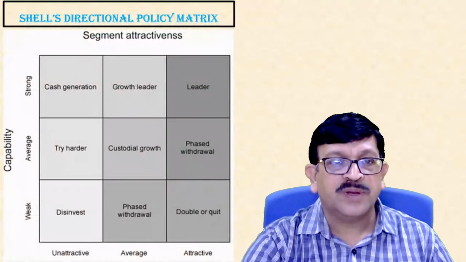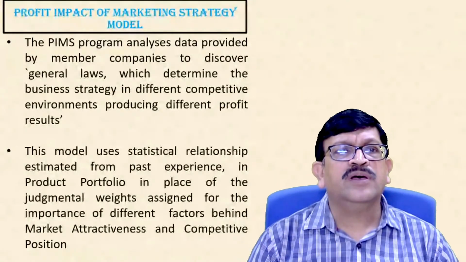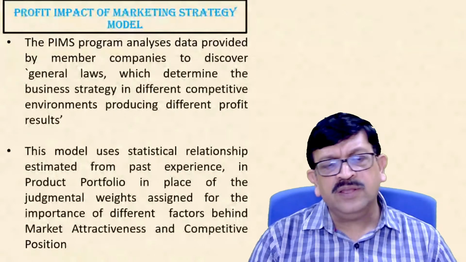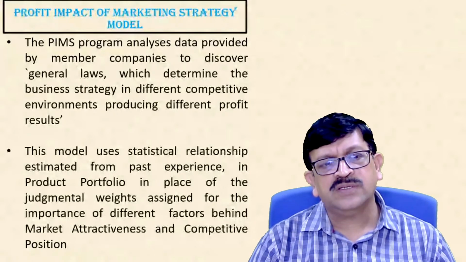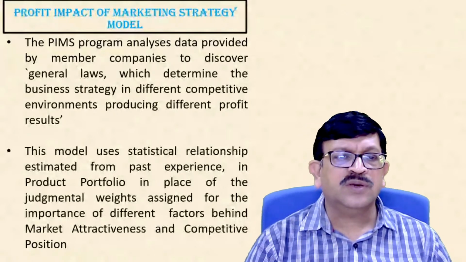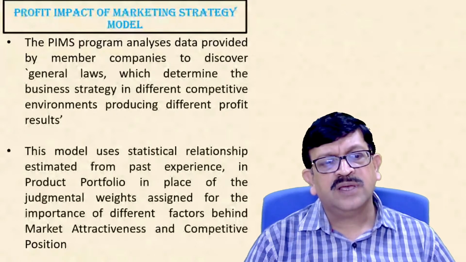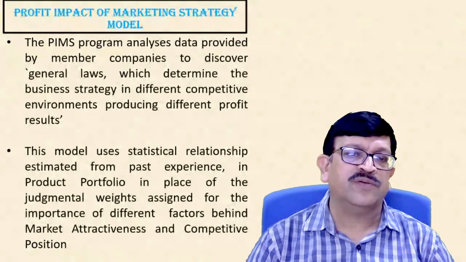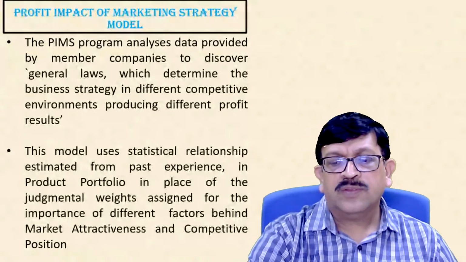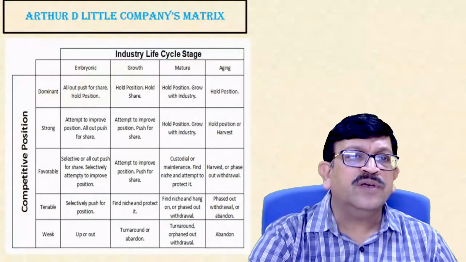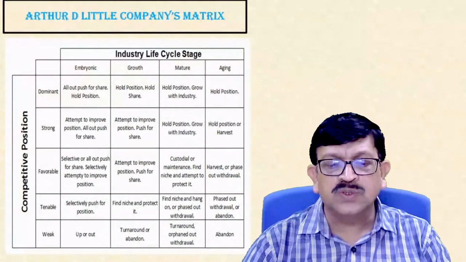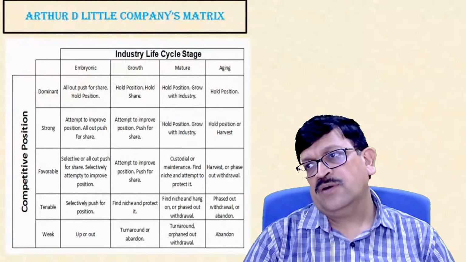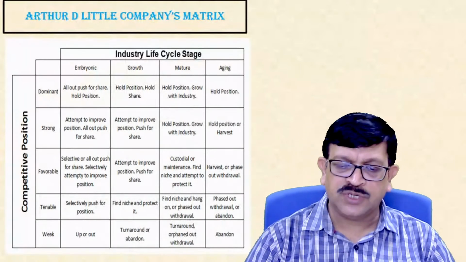So this is what is there with the directional policy matrix. Next, we move into the profit impact of marketing strategy model. Here, the others are mostly built on the same line, but the only thing is that here there is a statistical relationship with what you have done in the past. Instead of making judgmental parameters of market attractiveness and competitiveness, here we look into statistical data which is used for analyzing the market situation.